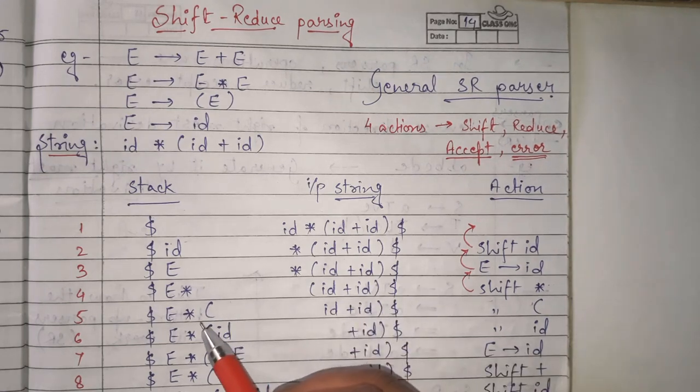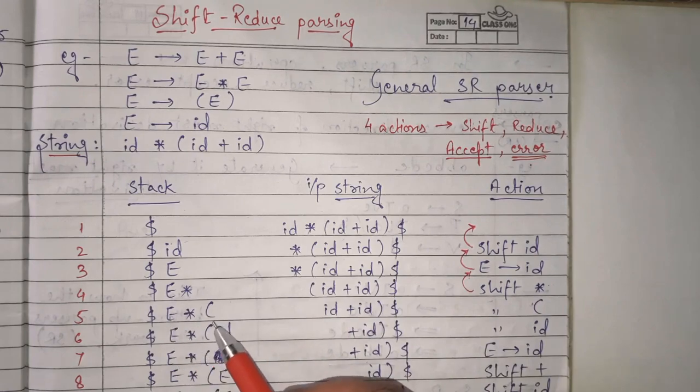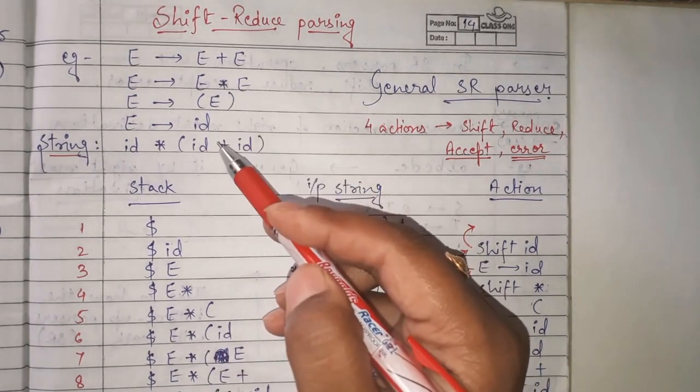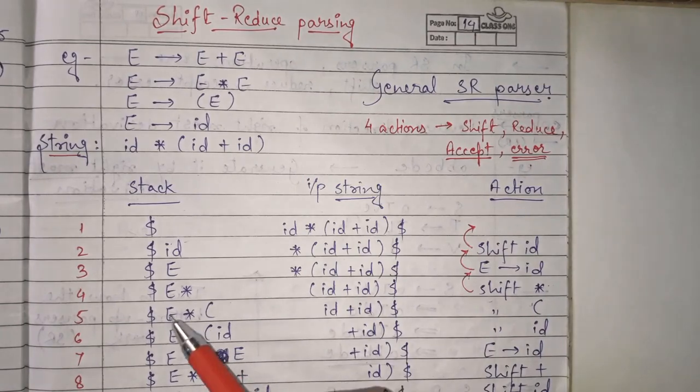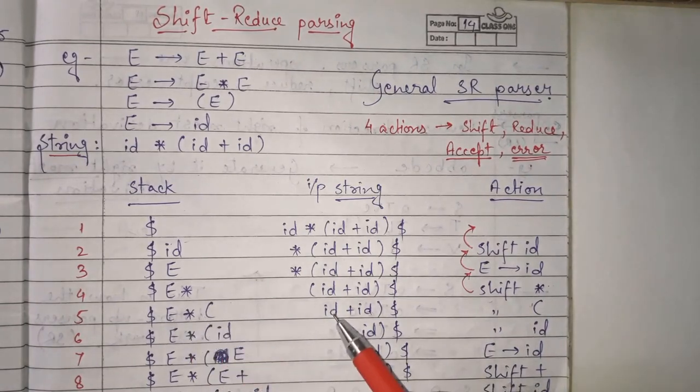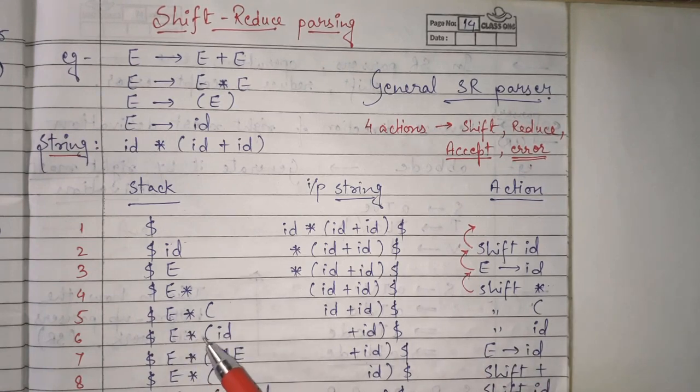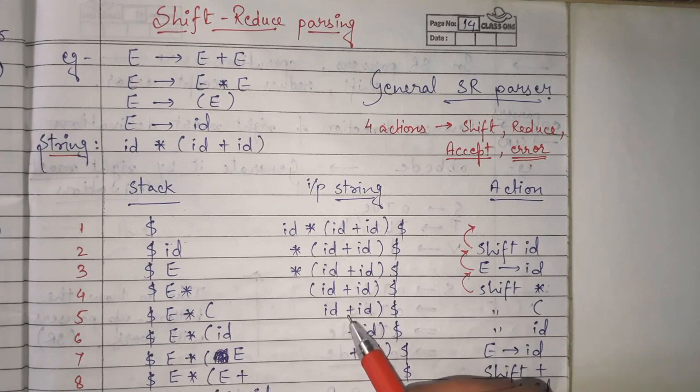Now again in the next step, E star opening bracket, is it present in any RHS? No. Again I cannot reduce it. I have to shift something. So I will shift this ID there. So I will get shift ID, and here we will get in the stack E star opening bracket ID, and from here we will get plus ID closing bracket and dollar.